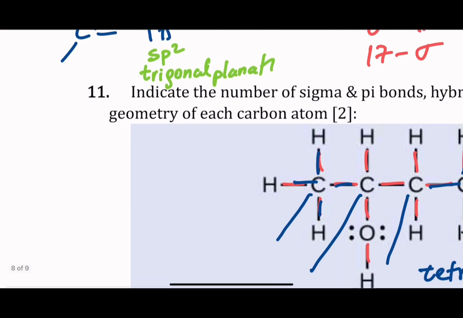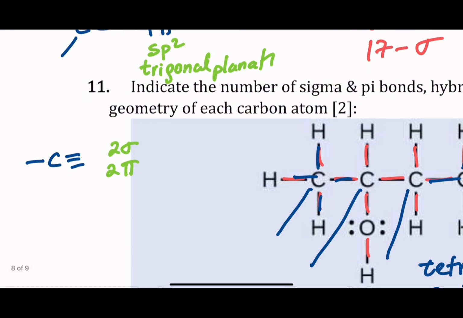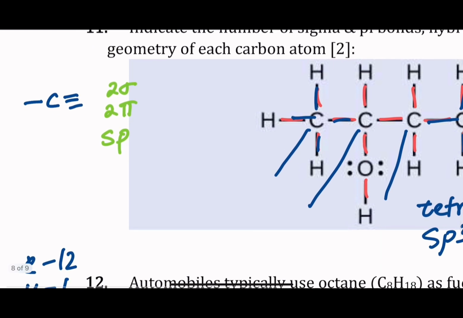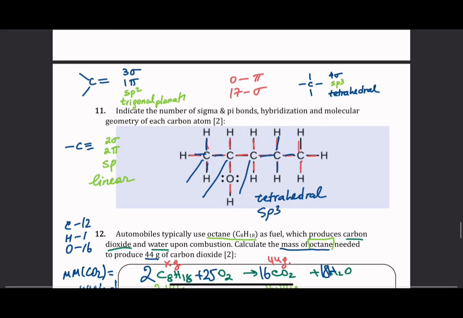And I'm going to tell you the last one. It is carbon with a triple bond and a single bond. In this case, I have 2 sigma and 2 pi, which means I have hybridization of sp, and the molecular geometry in here is called linear. And that's it. All you need to do is to know this information.